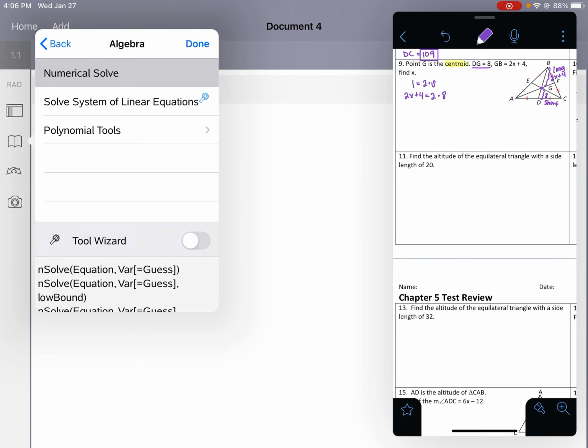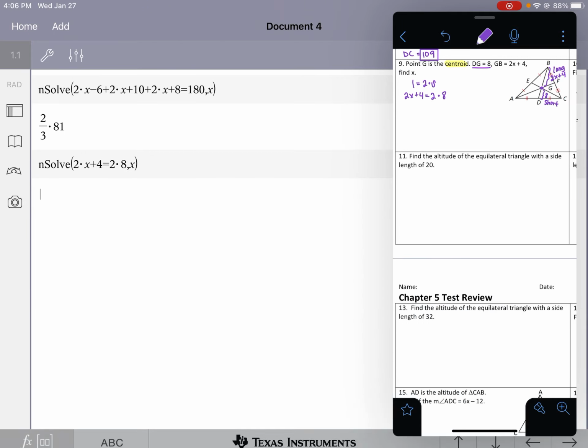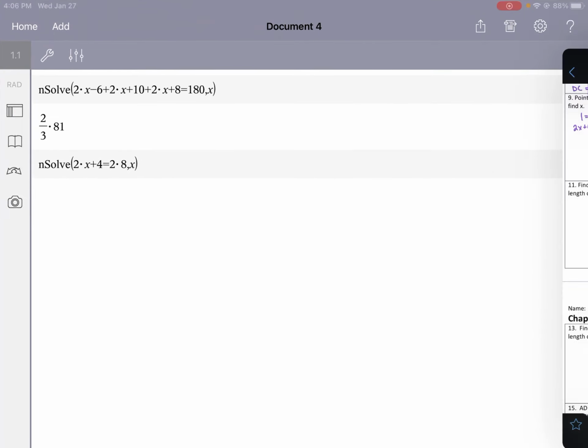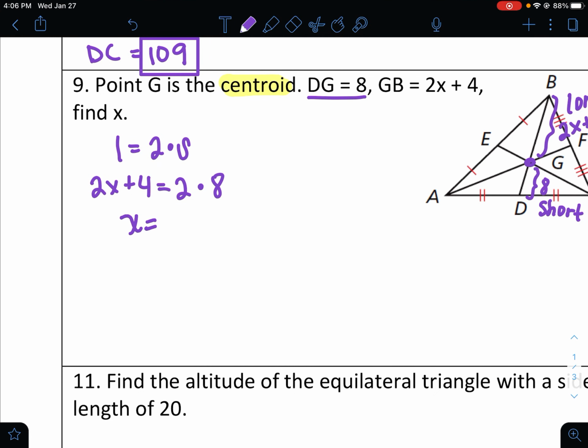Okay, so we're going to go to the little book thing, get to numerical solve. We're going to type 2x plus 4 equals 16, or you can put 2 times 8, it doesn't really matter, comma x, and we get 6. So x equals 6. And the only thing it asked us to find was x, so we are done.